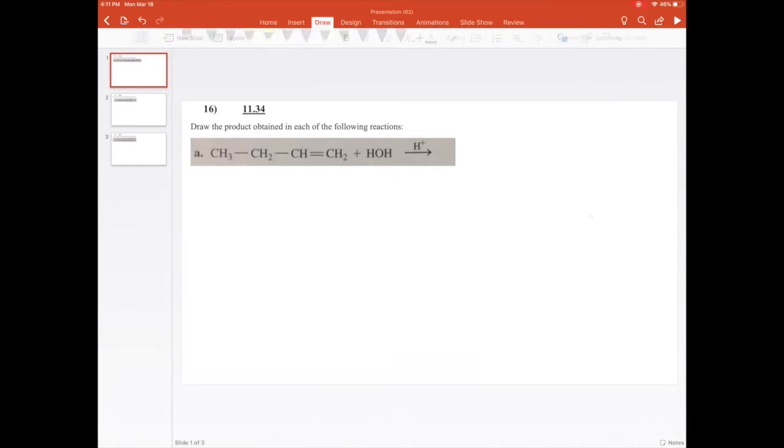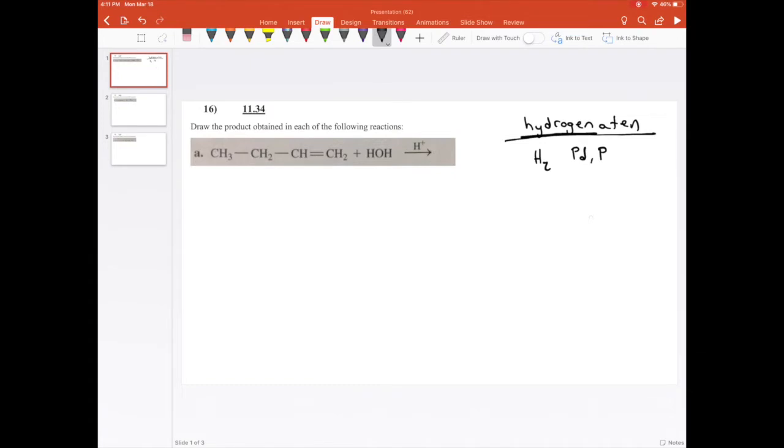So in chapter 11, the two main reactions that you have with alkenes. Now remember, alkenes are hydrocarbons that have a double bond between the carbons. So the two main reactions are hydrogenation. That's when you add hydrogen. You can see the word hydrogen in hydrogenation. And then a catalyst, either platinum, palladium, or nickel. And in that case, you add hydrogen and hydrogen across the double bond.